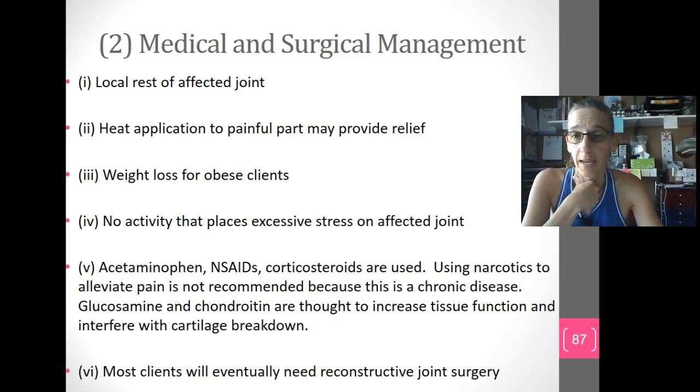A TENS unit may help decrease some of the joint pain, and most clients do eventually need some reconstructive surgery. All right, obviously the most commonly replaced joints are going to be hips and knees.